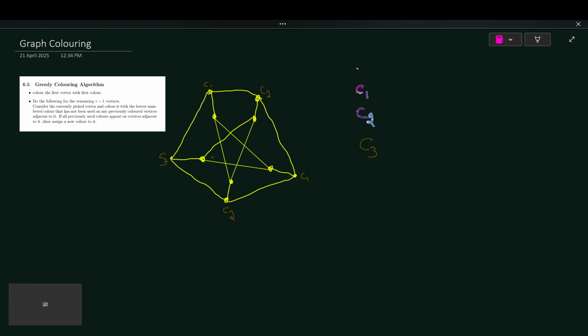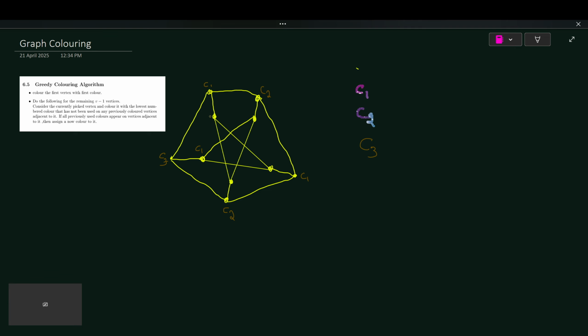Then we move on to a vertex here, and this is adjacent to a vertex which is colored with c3, so we cannot use c3 here. Then we check whether the vertex can be colored with c1. When we observe the adjacent vertices, there is no vertex which has already been colored with c1, so we can easily put c1 here.